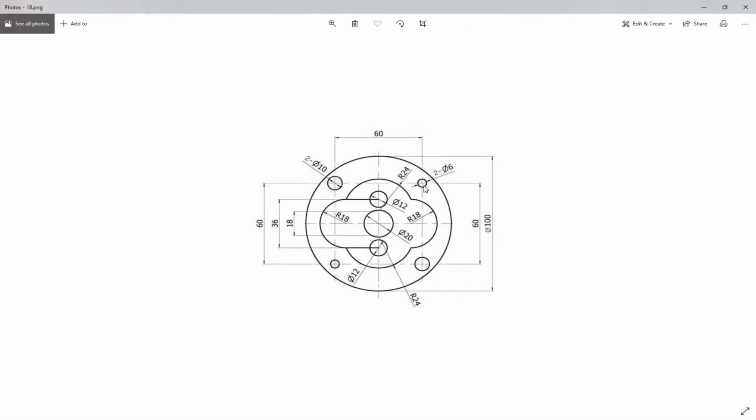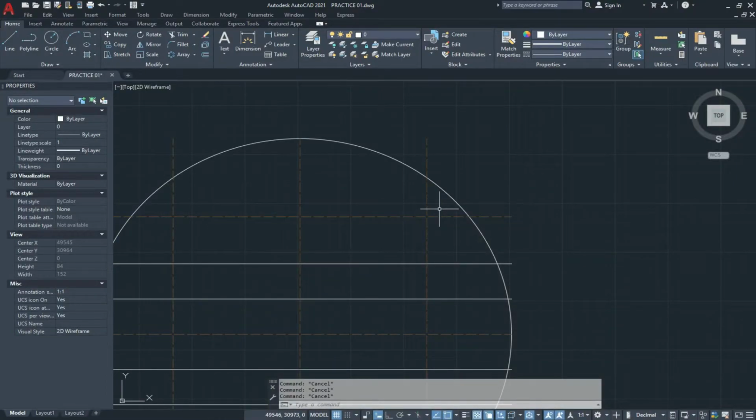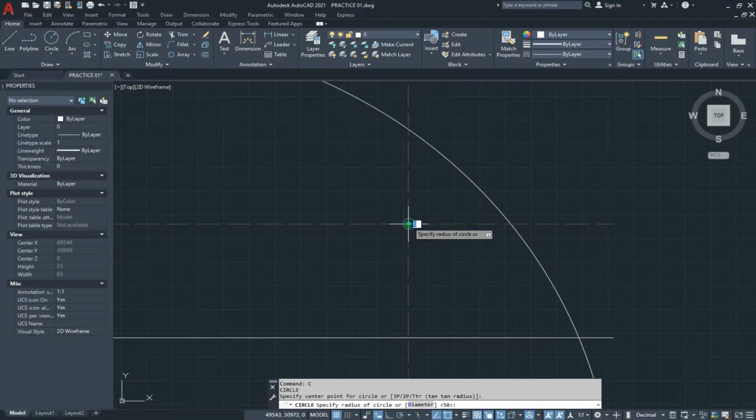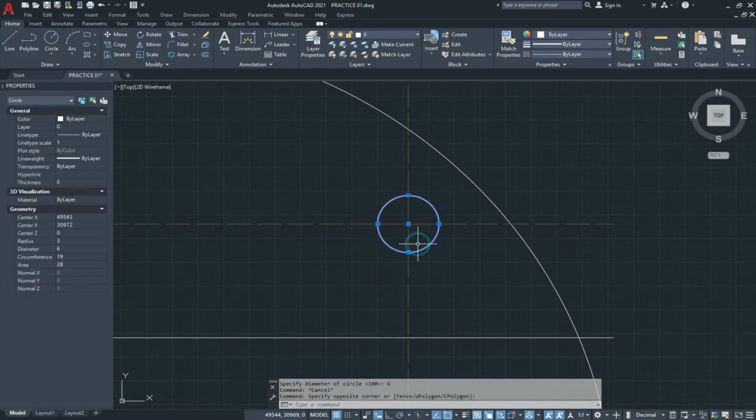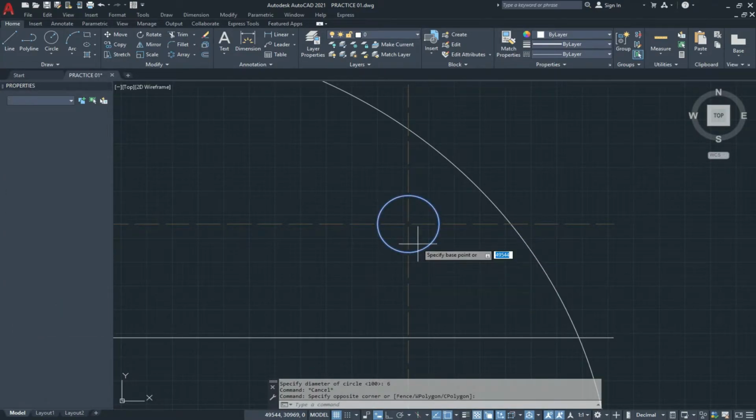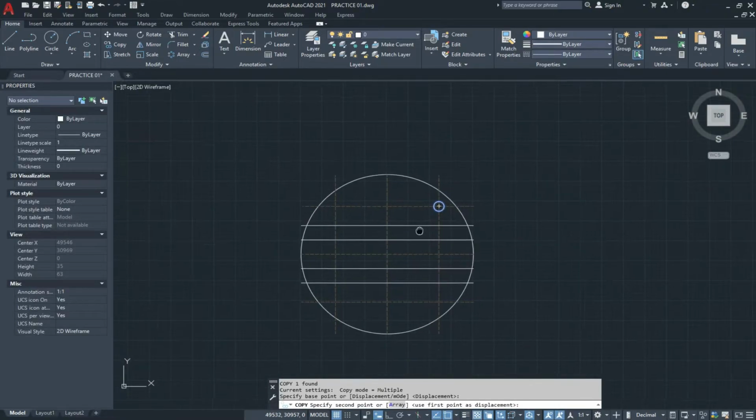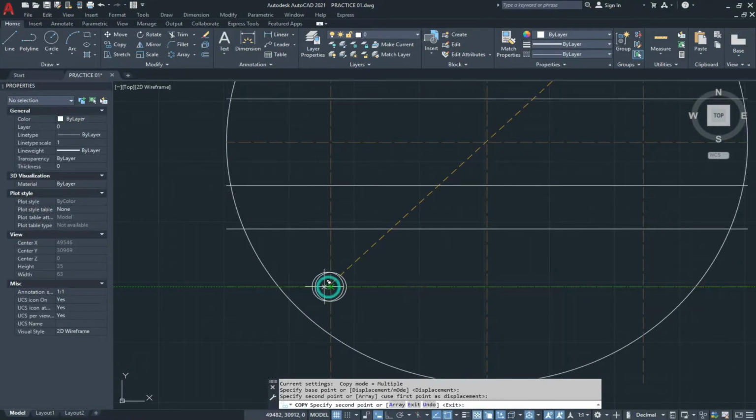Now we draw this circle which has the diameter of 6 units. Type C for circle and give the diameter 6 units. Select it and copy it and paste it.